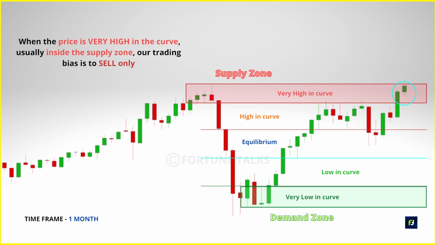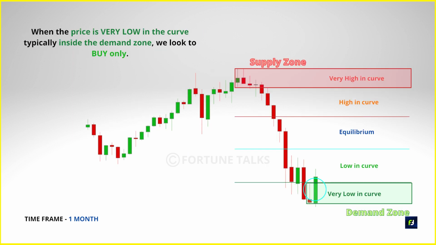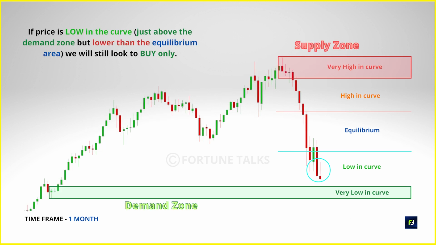When the price is very high in the curve, usually inside the supply zone, our trading bias is to sell only. Now if the price is high in the curve, that is just below the supply zone but higher than the equilibrium zone, we will still look to sell only. On the opposite, when the price is very low in the curve, typically inside the demand zone, we will look to buy only. And as you may have already guessed, when the price is low in the curve, that is just above the demand zone but lower than the equilibrium area, we will still look to buy.